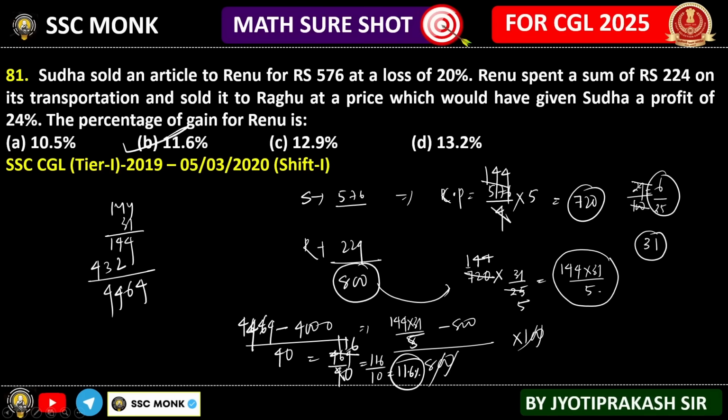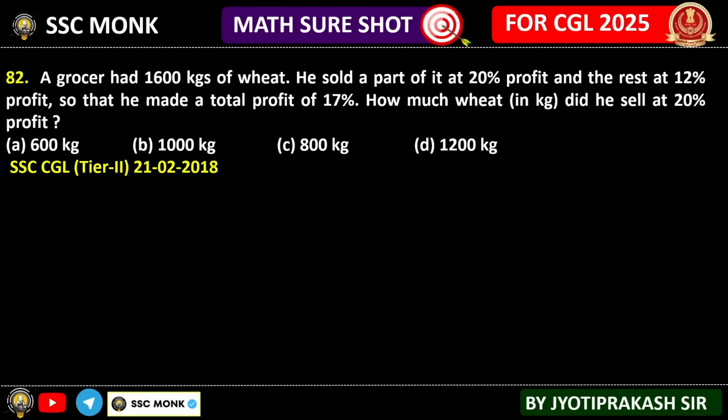Clear? We just simplify it. That's all. Next. A grocer had 1600 kgs of weight. He sold a part of it at 20% profit, the rest at 12% profit, so that he made a total profit of 17%.